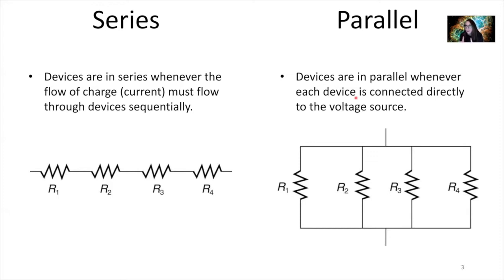But maybe an easier way to think about it is that they are in parallel whenever the current coming to those elements has to diverge or get split to multiple branches. So here the current could come through this wire, and it has to split through R1, R2, R3, and R4, and then it has to combine. So those are examples of elements that are in parallel.